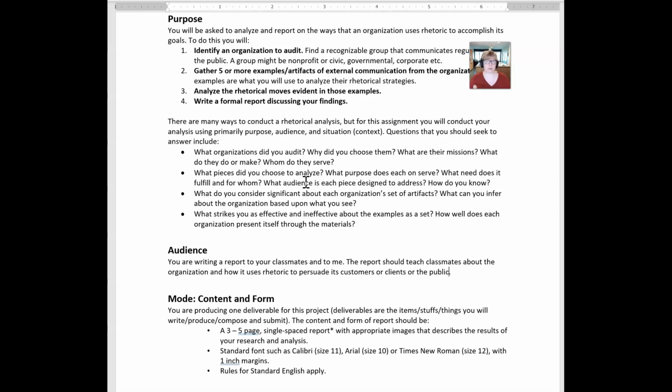So once you gather at least 5 from a single organization, you're going to analyze them. And that's where you're going to take them apart. So last week you watched, this week, you just watched a kind of lame video, but basics about rhetoric and the three appeals: logos, pathos, and ethos. So you're going to take each one and you're going to analyze it.